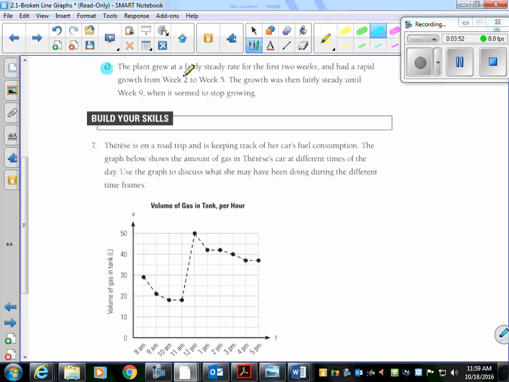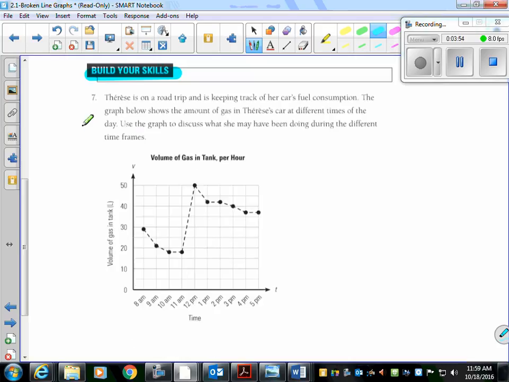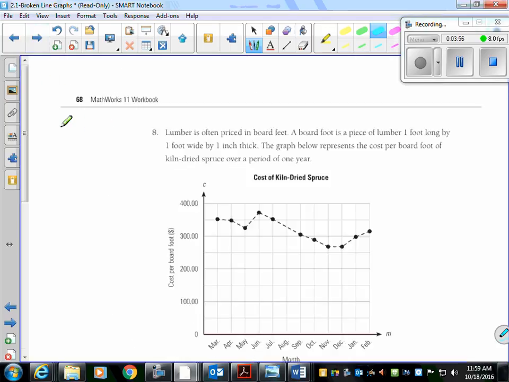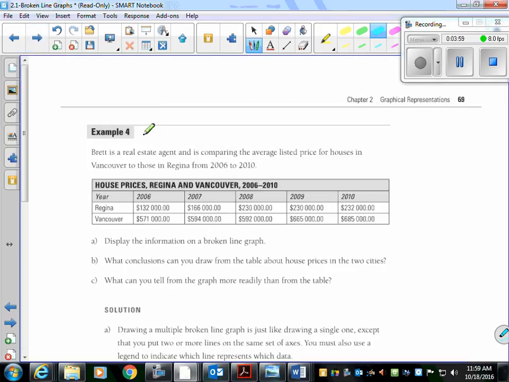Okay, so you're going to work on your build your skill here. Make sure you do all your build your skill. And then we're going to pop back into example 4 here in just a little bit.